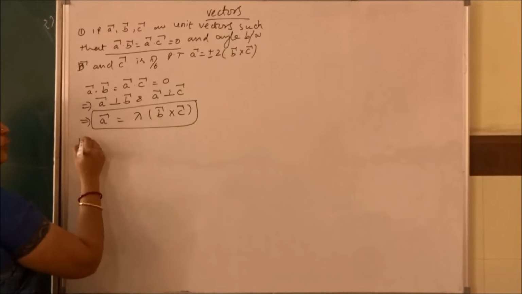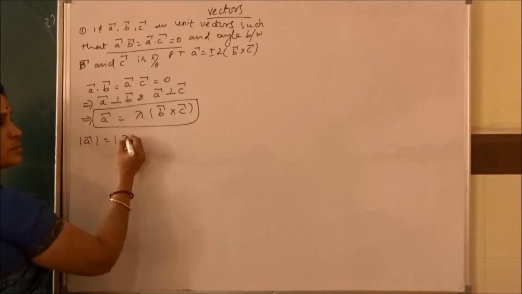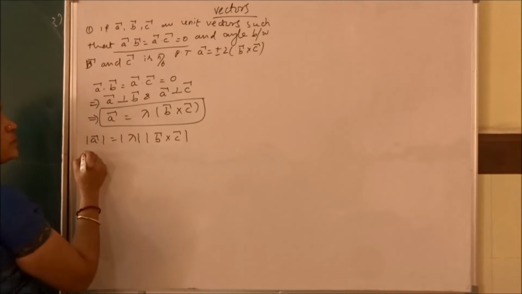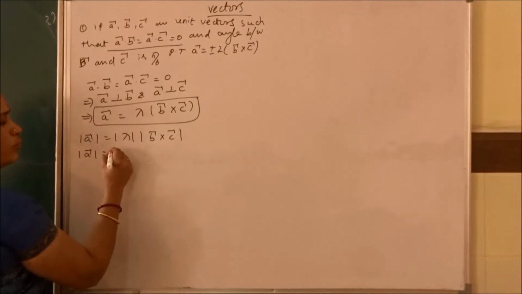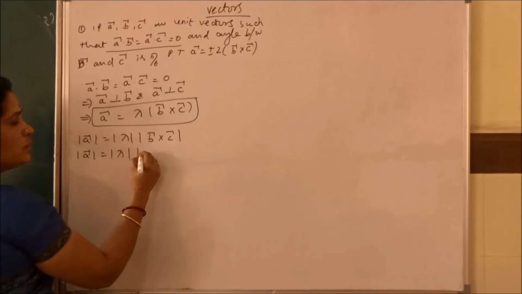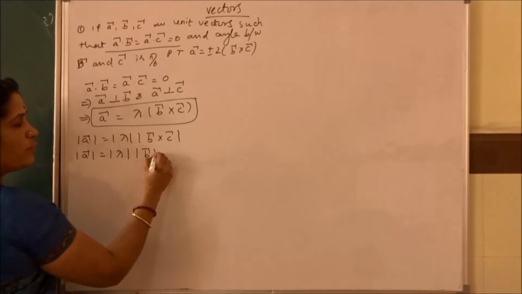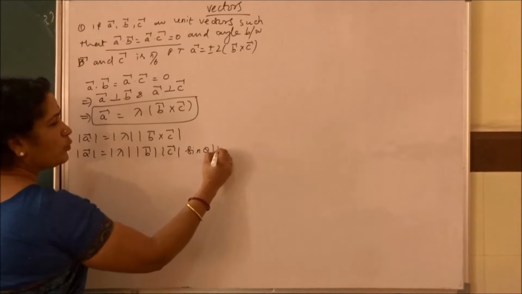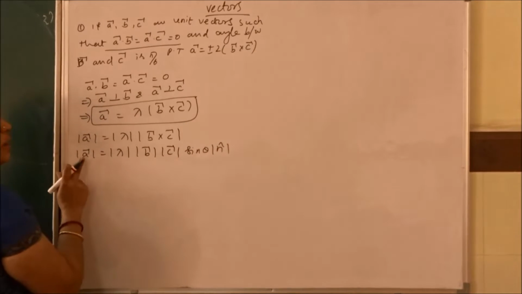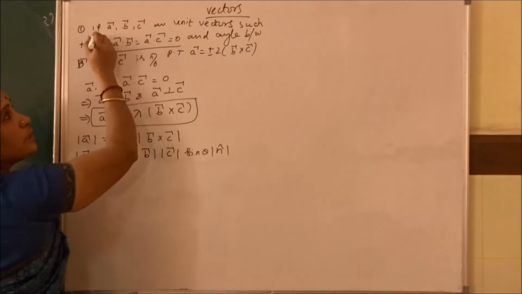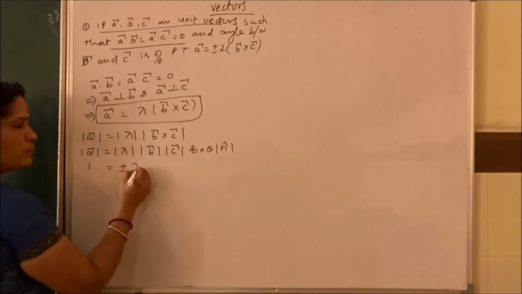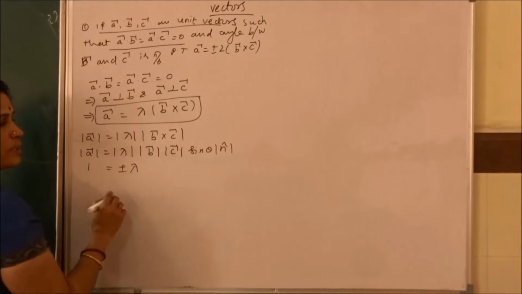Now, I am taking the magnitude of both sides. Magnitude of A vector is a scalar, equal to lambda into magnitude of B vector cross C vector. You know the formula: magnitude of B vector, magnitude of C vector into sin theta into magnitude of n cap. That is the formula. They have given A, B, C are unit vectors, and this becomes plus or minus modulus lambda.